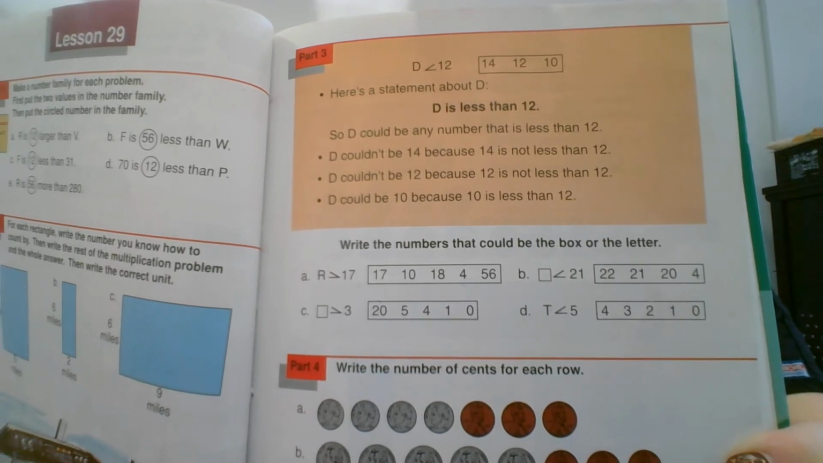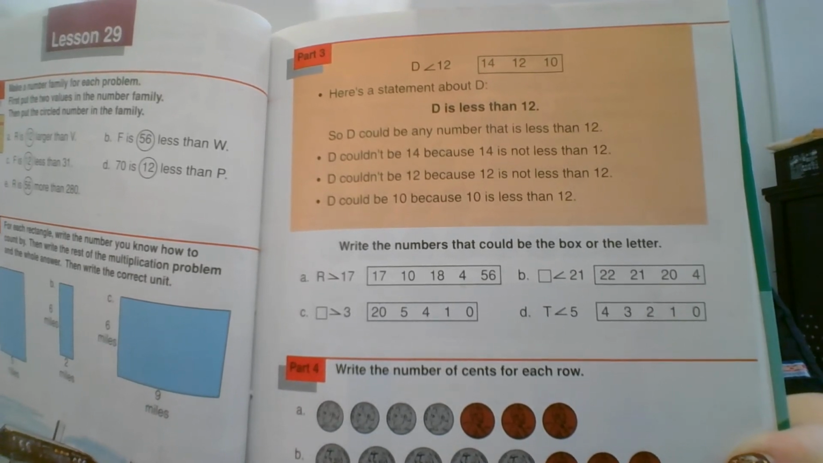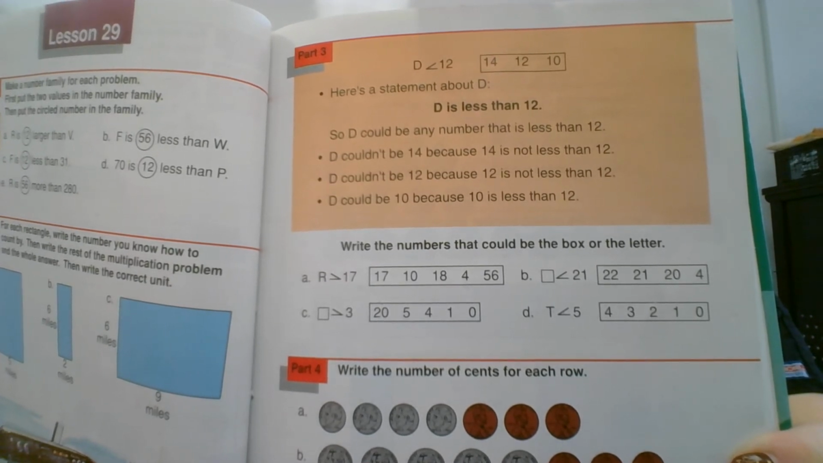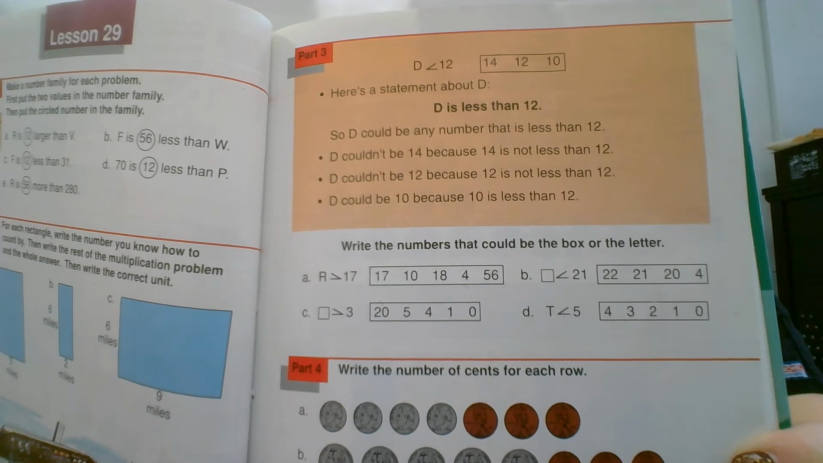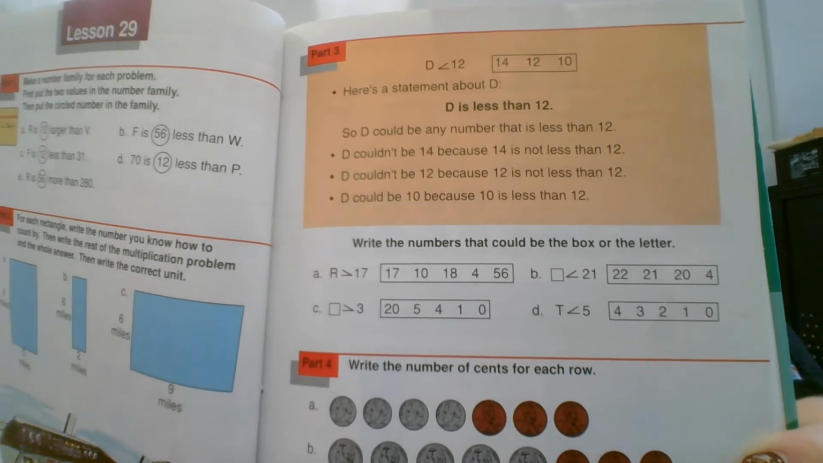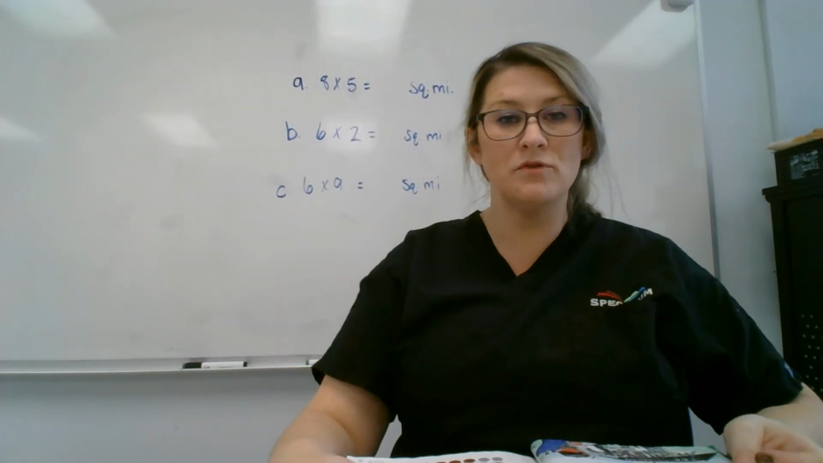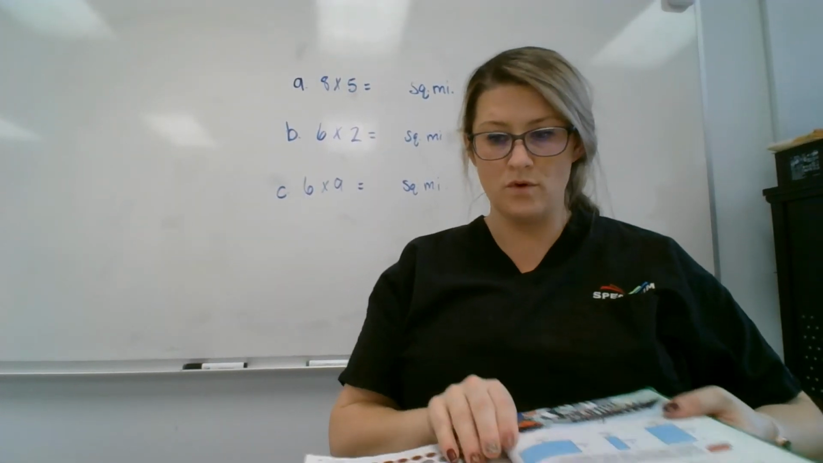Do the rest of the problems in part 3. Remember, for each problem, say the statement about the box or the letter to yourself. Then write the numbers that could be the box or the letter on your paper. You may pause here. When you're ready to move on, unpause, and we will move to part 4.